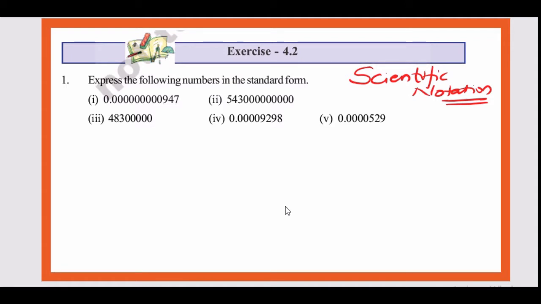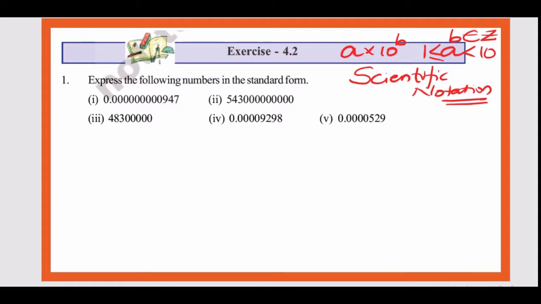In this scientific notation, any number will be of the form a into 10 power b, where a lies from 1 to less than 10, so it can include 1 also, that is 1 less than or equal to a less than 10, and b can be any integer, whether positive or negative. Now let us see the first question.